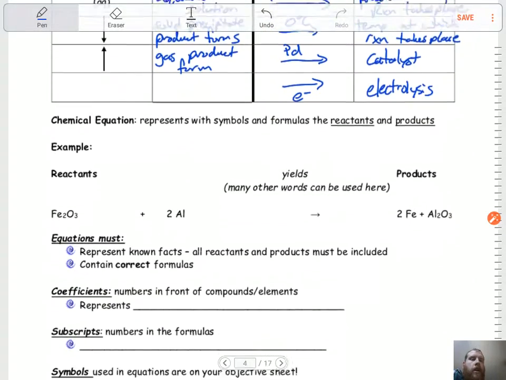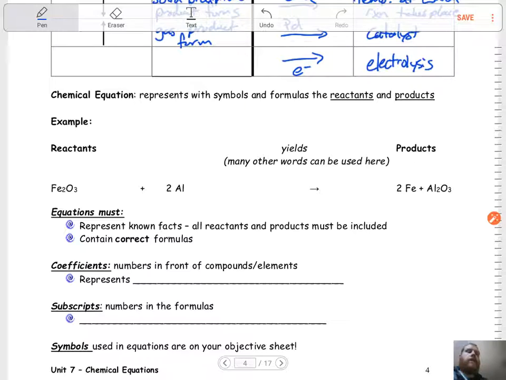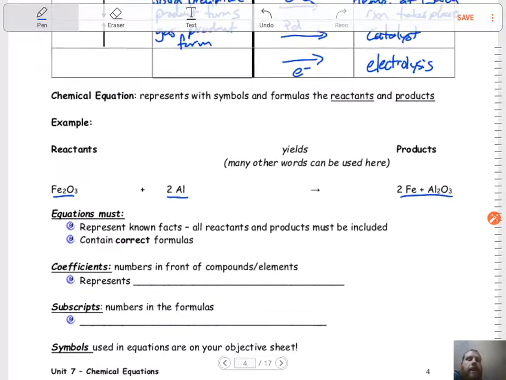Okay, so just a couple other things. Chemical equations, they represent symbols and formulas of the reactants and products. So we have an example here where we have one reactant plus another reactant. Yields, remember, it could be yields, it could be forms, it could be produces, several different things. Then you get your products over there on the right. So make sure you know that reactants are on the left, products are on the right.